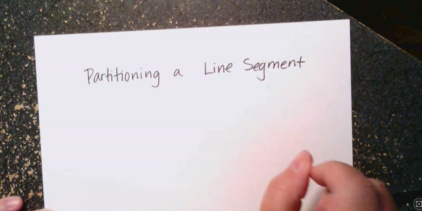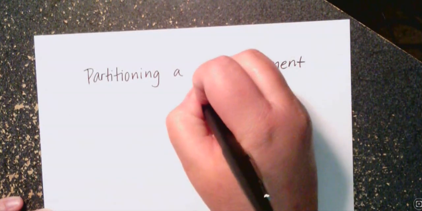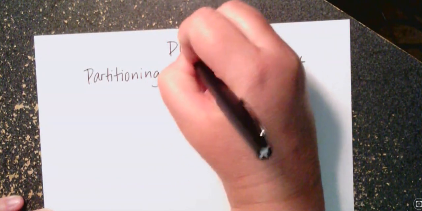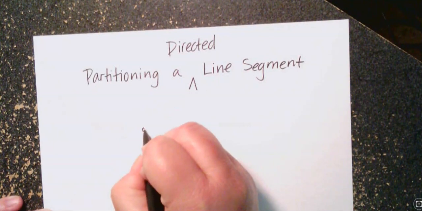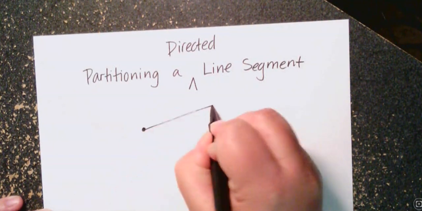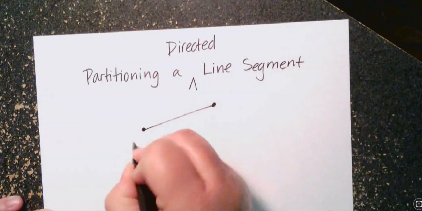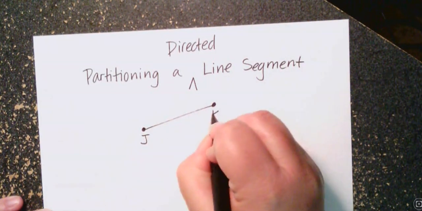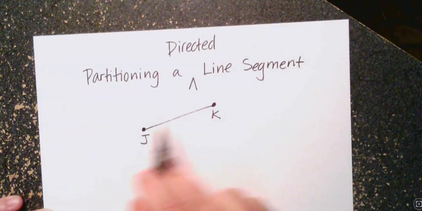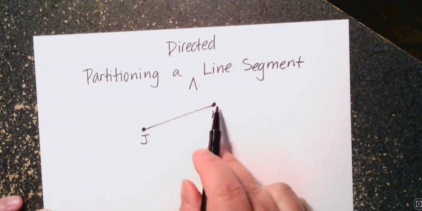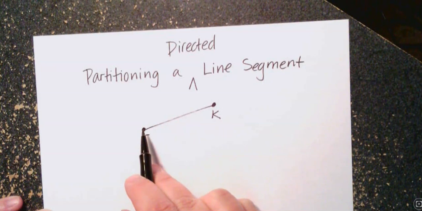One of the first things I want to say is that it's not always described this way. We could also sometimes call it partitioning a directed line segment, because basically we're talking about a line segment for which we have to know where it starts and stops. It's almost like it has a direction. Like if I talk about line segment JK, there's an implication that I'm either going from J to K or going from K to J, implied in the problem.